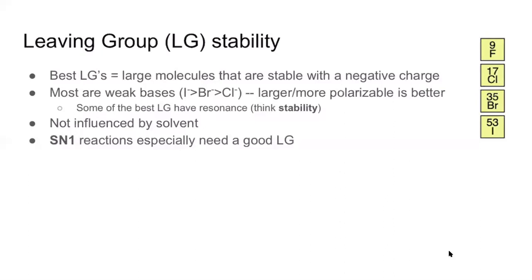Now we're going to talk a little bit about leaving group stability because it's definitely a big part of both SN1 and SN2 reactions and later reactions that we'll talk about this week. So the best leaving groups are the large molecules that are stable with a negative charge. These are qualities that you probably remember looking at last week when we talked about what characteristics would go into a good acid. For a good acid, you want to think about how stable the molecule is going to be when you take off the hydrogen and make the conjugate base, which is an anion.